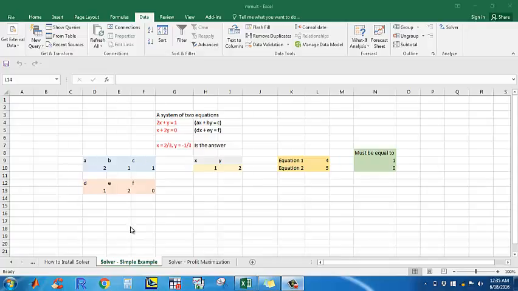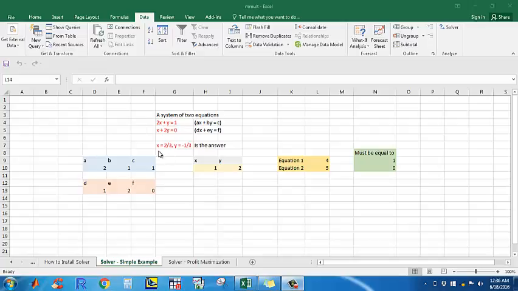Hello. In the previous example, we looked at a very simple problem of a one equation, one variable problem. Let's now look at a slightly more complicated problem where you have a system of two equations and two variables. You can think of a standard economic application as the demand supply problem. So suppose 2x plus y is equal to 1 and x plus 2y is equal to 0 forms the system of two equations in two variables x and y.